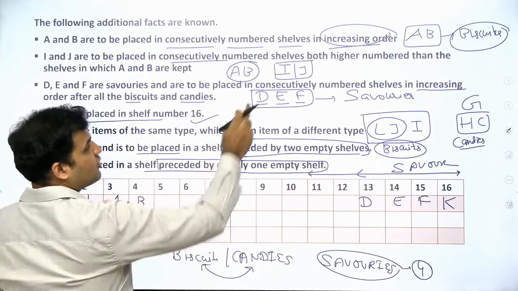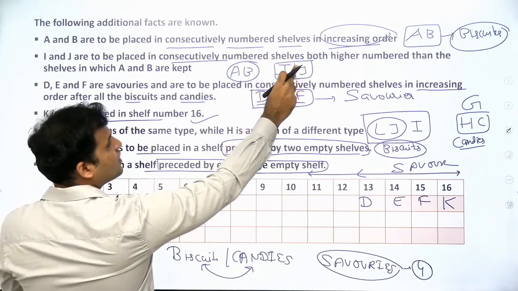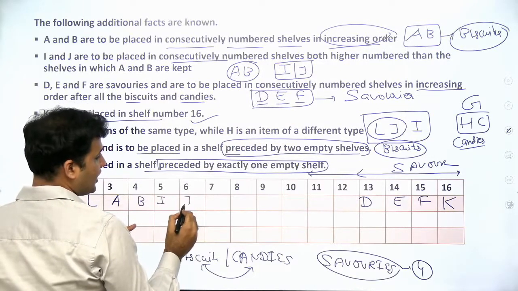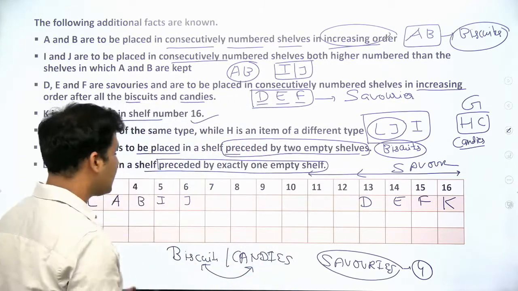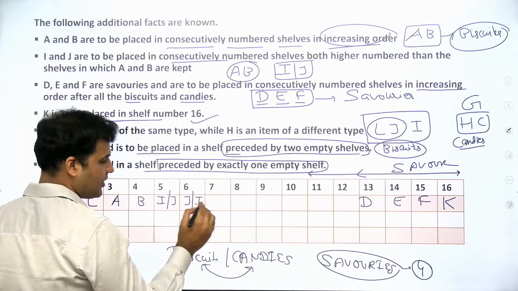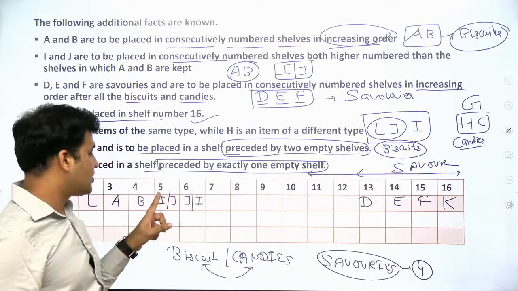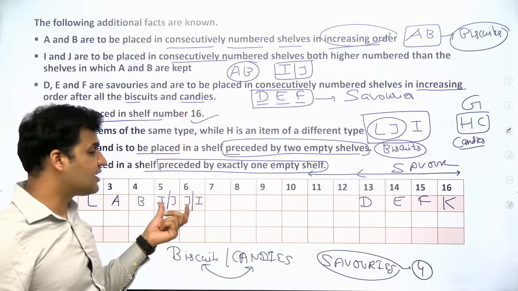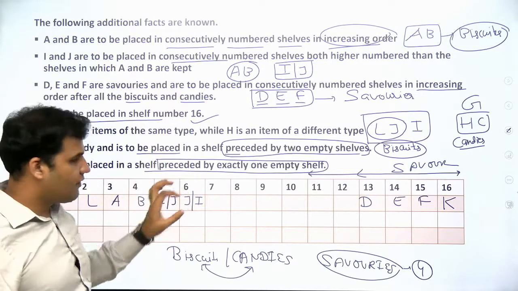Now the next 2 items have to be I and J, because it is mentioned clearly that I and J are supposed to be arranged on shelves higher than A and B. So it would be either I over here or J here. But the problem is we do not know whether I will come first or J will come first. So I'll take both possibilities: I then J, or J first and then I after J. We do not know the exact shelf number for I, J and J, I. Both cases are possible. Nothing is mentioned which tells us whether I will come first or J will come first. Now all 5 biscuits are placed.